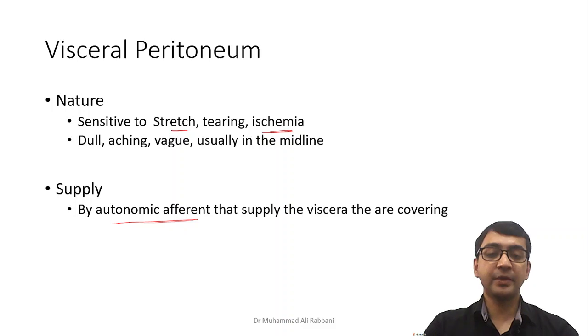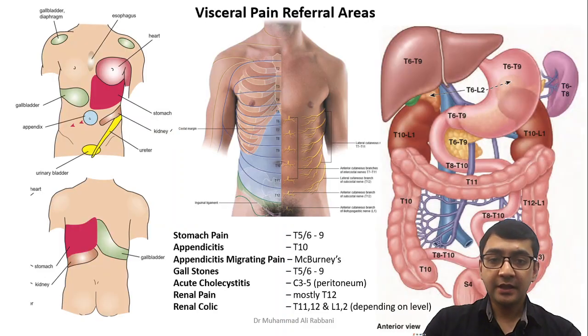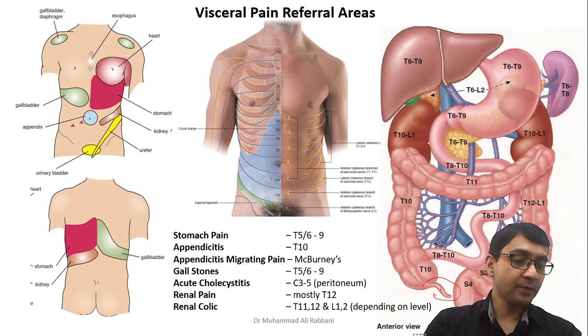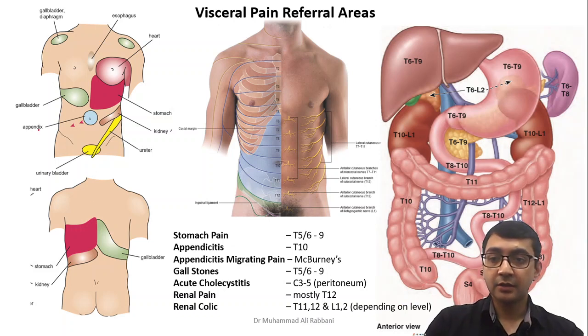They generate a very dull, aching, vague pain that is usually in the midline, and that is very frequently understood in the case of appendicitis. When there is an inflamed appendix, the pain is through the visceral peritoneum, visceral in nature. It is felt in the midline at the level of the umbilicus. But when the appendix becomes inflamed, it lengthens and touches the parietal layer of peritoneum, then the parietal features kick in. The pain migrates to McBurney's point, and you feel sharp pain with rebound tenderness.